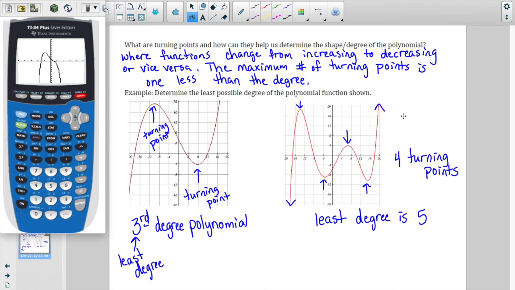So that takes us through this packet of notes. That should get you through your assignment for today.